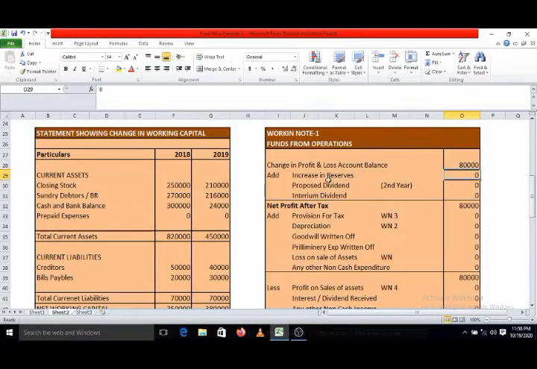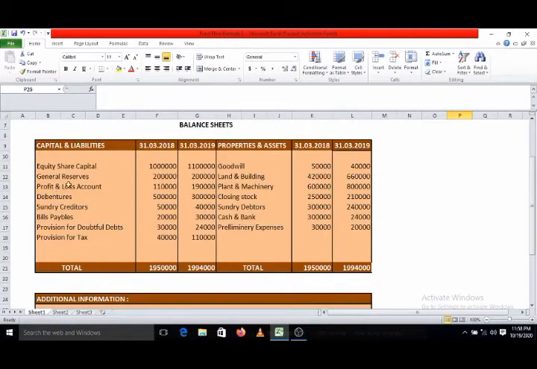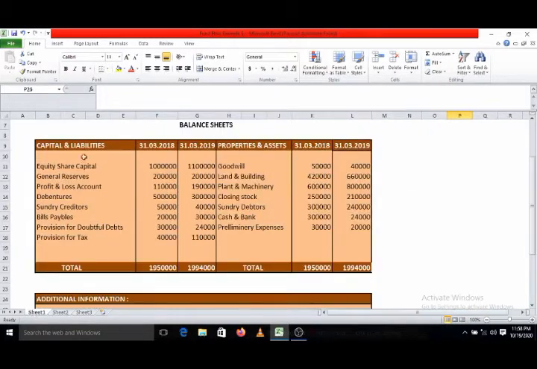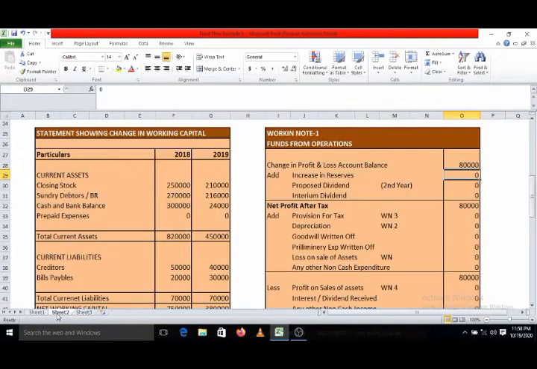Now next, increase in reserve. Again check out the balance sheet. General reserve, first year 2 lakhs, second year 2 lakhs, there is no change. No change in reserve, so change in reserve will be 0. What is next? Proposed dividend. Check out, is it given in the balance sheet? No. Nowhere is proposed dividend given. So nothing will be added on account of that.